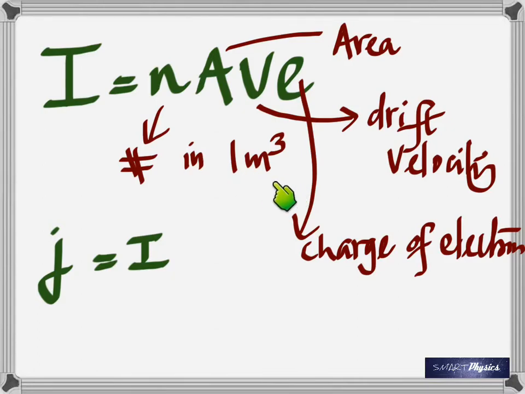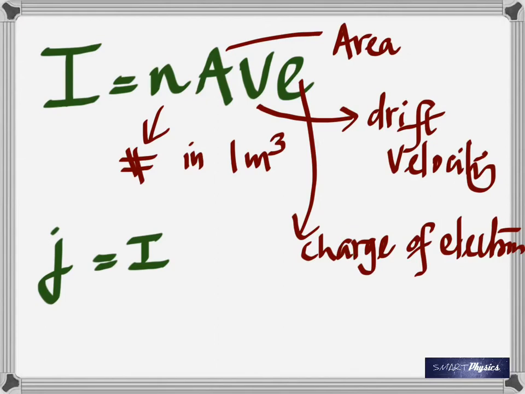Usually students forget that. So A is the area of cross-section, and usually cables are circular in cross-section, so that will be pi r squared, right? And this is the drift velocity, which is normally small. Drift velocity is really tiny. It's like 10 to the negative 5 meter per second. E is the charge of the electron, which is 1.6 times 10 to the negative 19 coulombs.